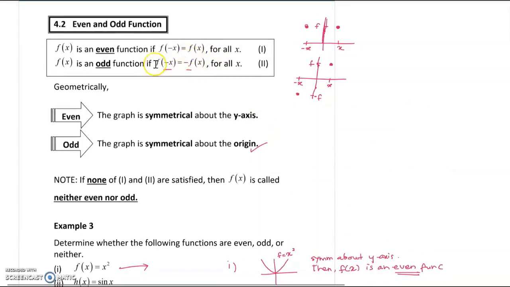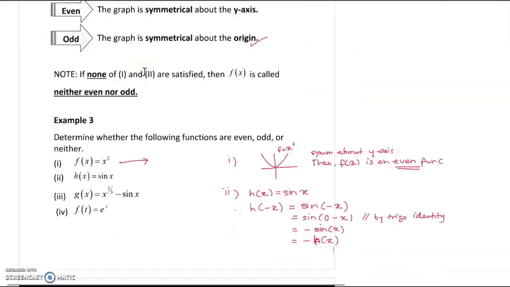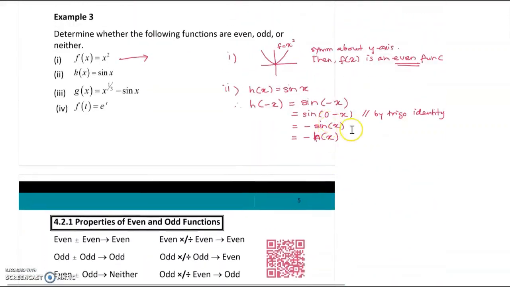Okay, so if we look at the rule here, we have h(−x) equal to the negative of h(x). So it means that the function h that we have here is an odd function. Therefore, the given function h(x) is an odd function. So that's two examples to check on the even or odd function.